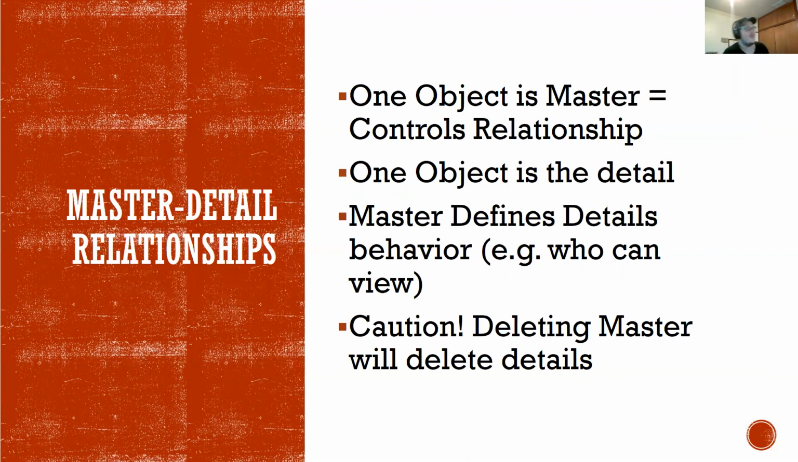I'm good now. All right, so one object is the master that controls most of the details in the relationship. And then you have another object, that's the detail. The master defines certain behaviors of the detail, such as who can view it. One of the limitations of this, though, is that the detail is entirely dependent on the master. If you delete the master records, then it's going to delete the detail records. So remember, master detail relationship: two objects, one's master, one's detail.